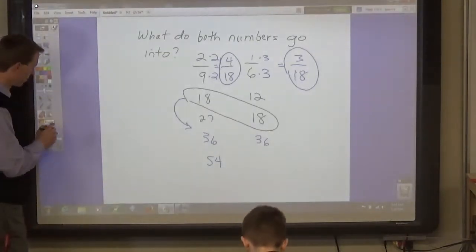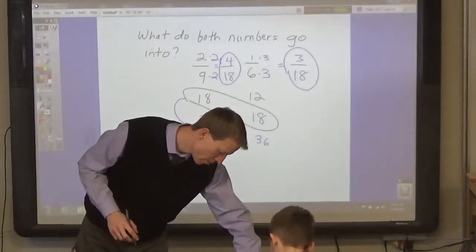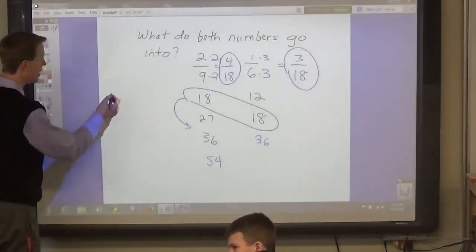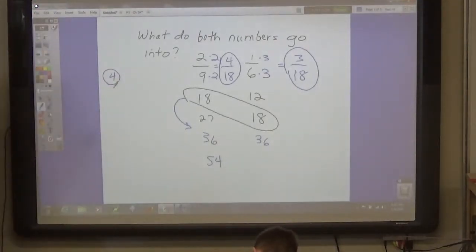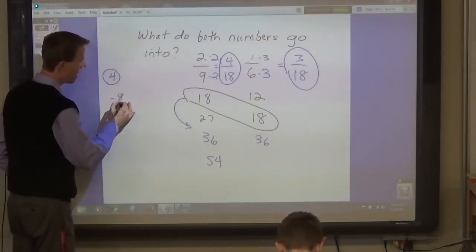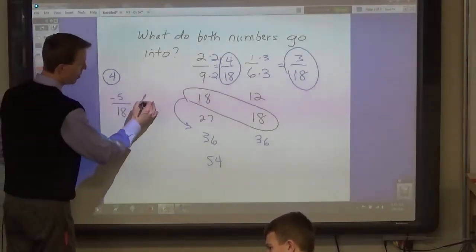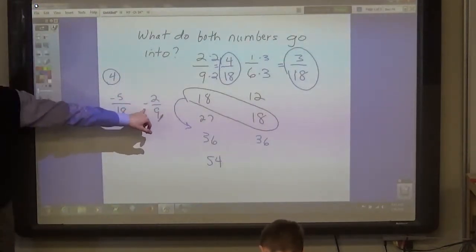Number 4. I think it's number 4 that has negative numbers, right? Let's do number 4. What did you put for number 4? To start with, what are the numbers we're comparing, Reese? Negative 5/18 and negative 2/9. Does it matter where the negative sign is in a fraction?